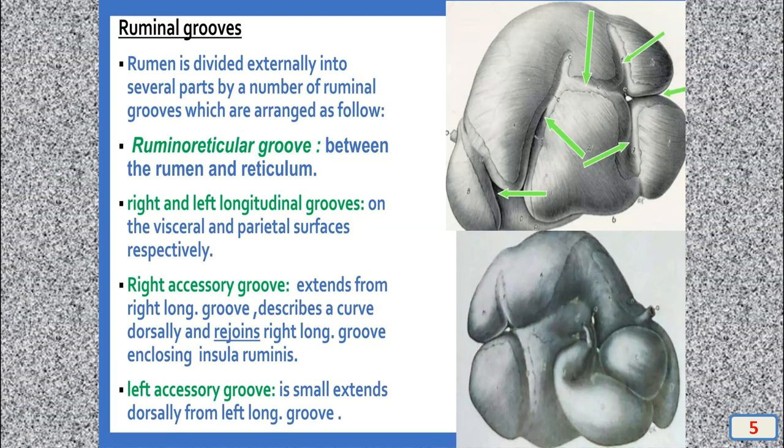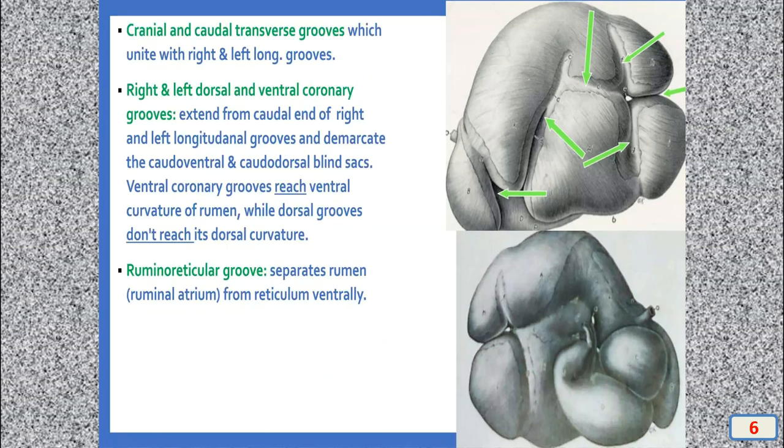Right and left longitudinal grooves are on the visceral and parietal surfaces, whereas the right accessory groove extends from the right longitudinal groove, describes a curve dorsally, and rejoins the right longitudinal groove, enclosing the insula ruminis. The left accessory groove is small, extending dorsally from the left longitudinal groove. So these are all the right and left grooves, which are anatomically very well defined.